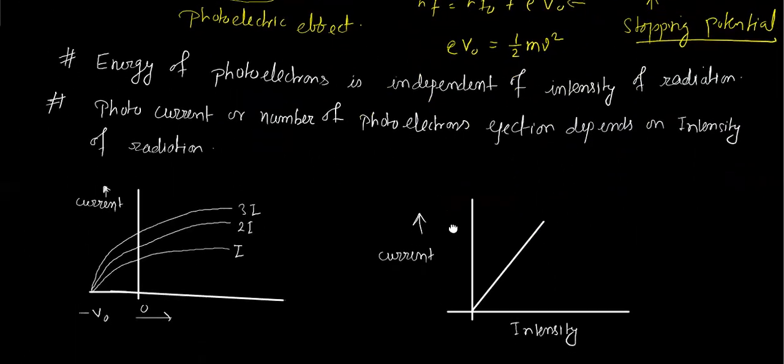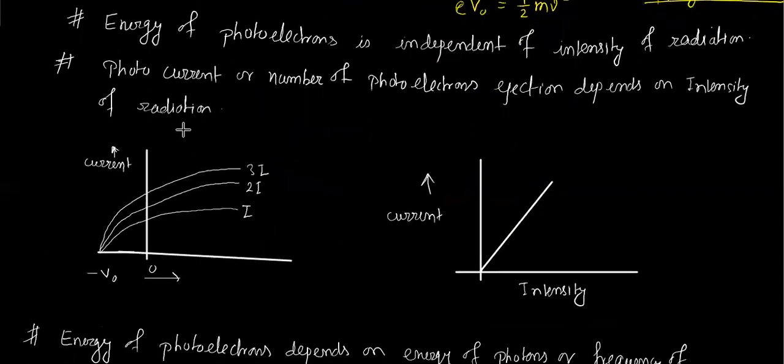Now let us discuss some notes here. The energy of photoelectrons is independent of the intensity of radiation. If we increase the intensity, then the kinetic energy of the electron remains constant. That means energy does not depend upon intensity, but the number of electrons ejected depends on the intensity.